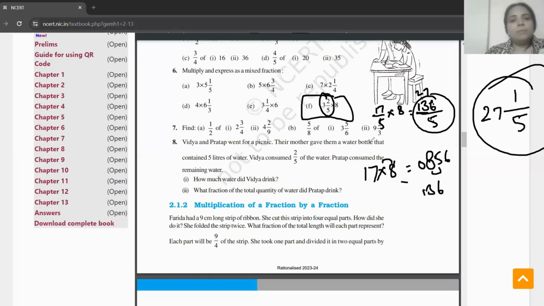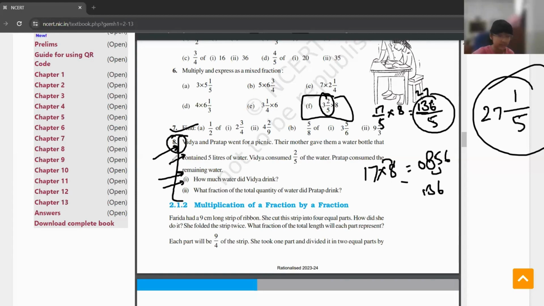So you will be able to complete this exercise as your homework. This is a very simple question. 8th one, try doing it by yourself. The same calculations that you have learned is given here in number stories. Ma'am, can you please explain 7th one again?